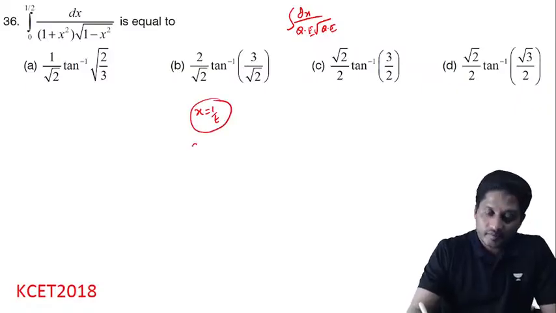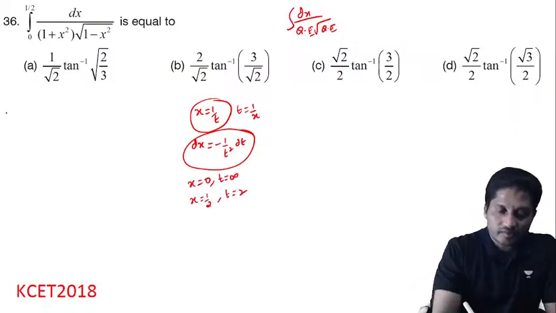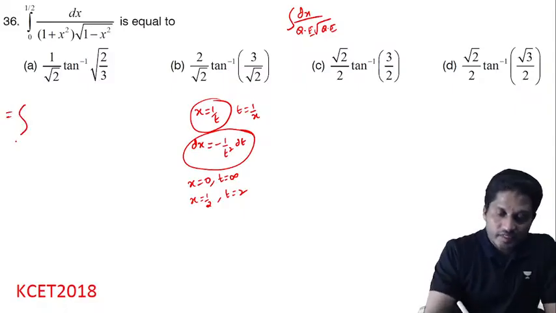So if you put x is equal to 1 by t, dx is equal to minus 1 by t square into dt. Okay, when the limit is 0, when x is 0, t is equal to 1 by 0. From this, t is equal to 1 by x, right? T is equal to infinity. When x is equal to 1 by 2, t is equal to 2. Okay, now this becomes infinity to 2.